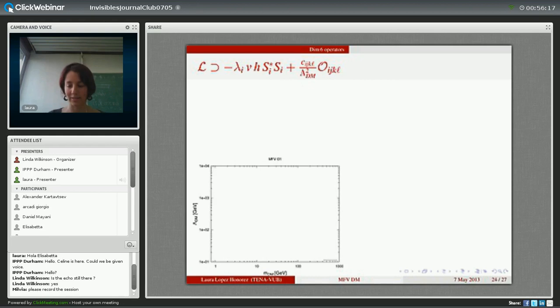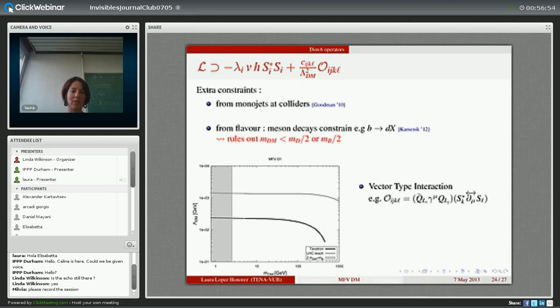So now I'm considering the combination Higgs portal lambda HSS interaction plus the dimension 6 operator, either vector type or scalar type. And I'm going to look at the constraints we get in the scale of new physics versus dark matter mass plane, which is the plane you should see there. So first with collider constraints, we get the somewhat horizontal line you see appearing now.